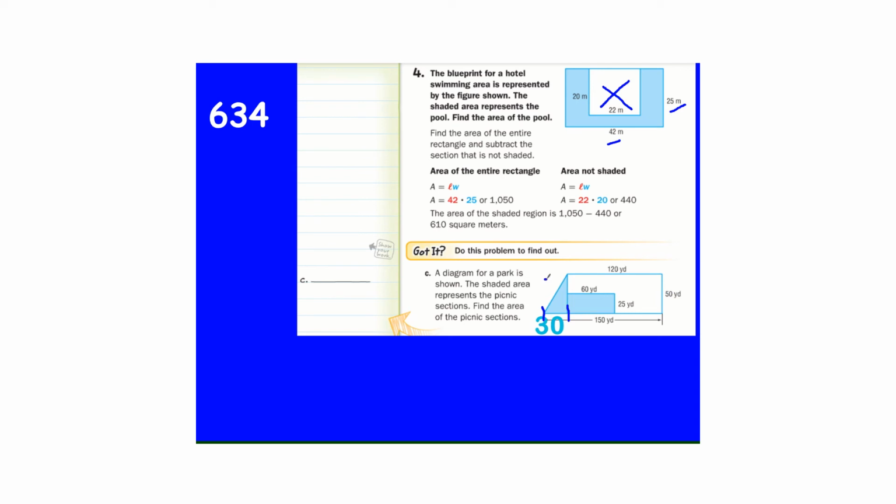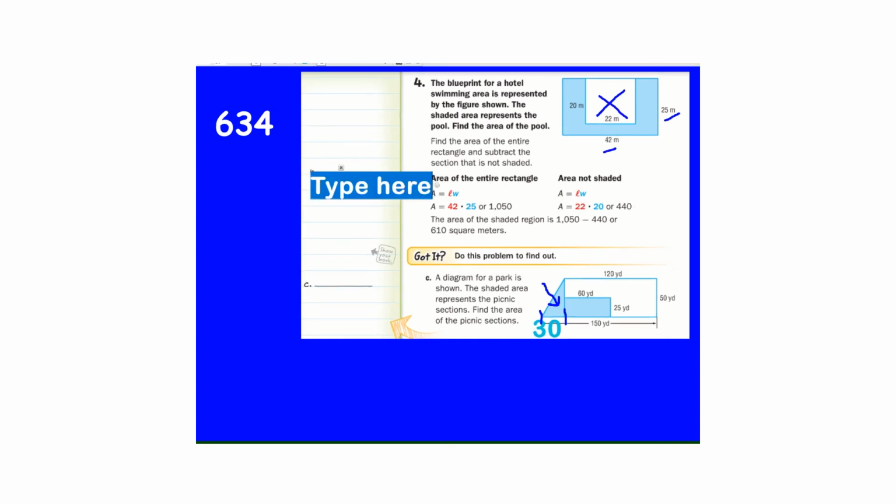So for this triangle part, we're going to do half of 50 times 30. So let's do 25 times 30. And 25 times 30 is 750. So I'm going to write that down somewhere here. 750.